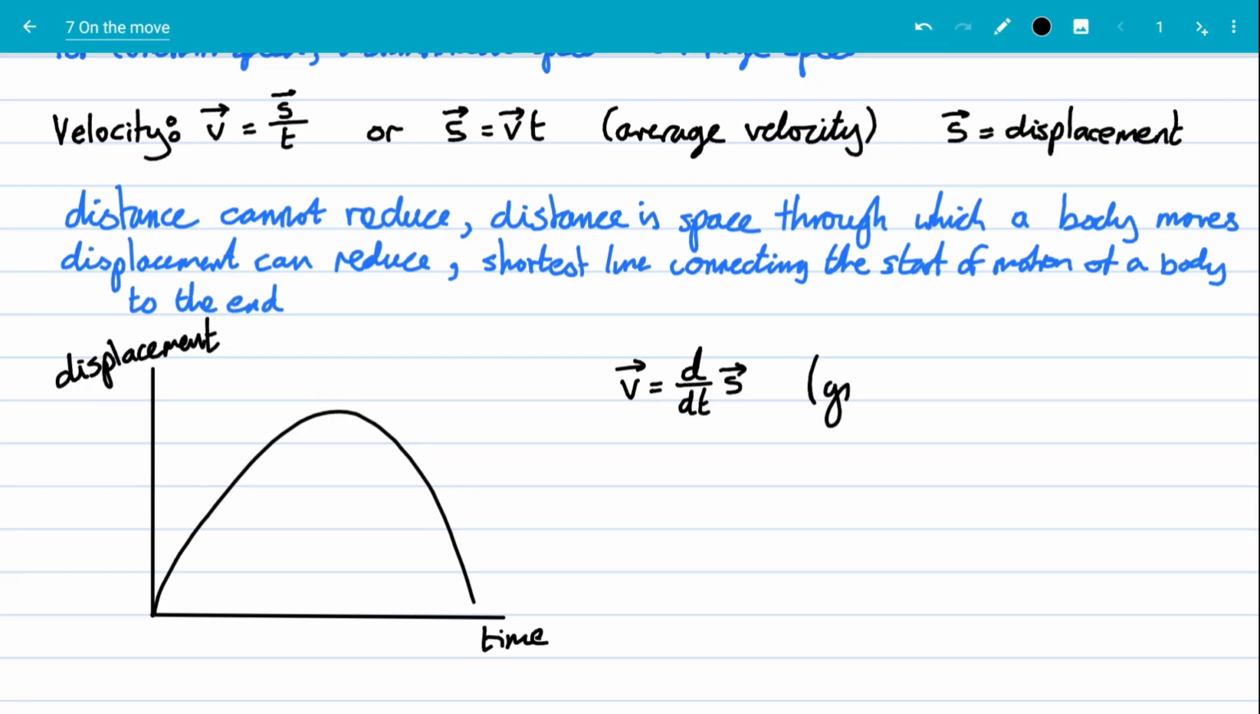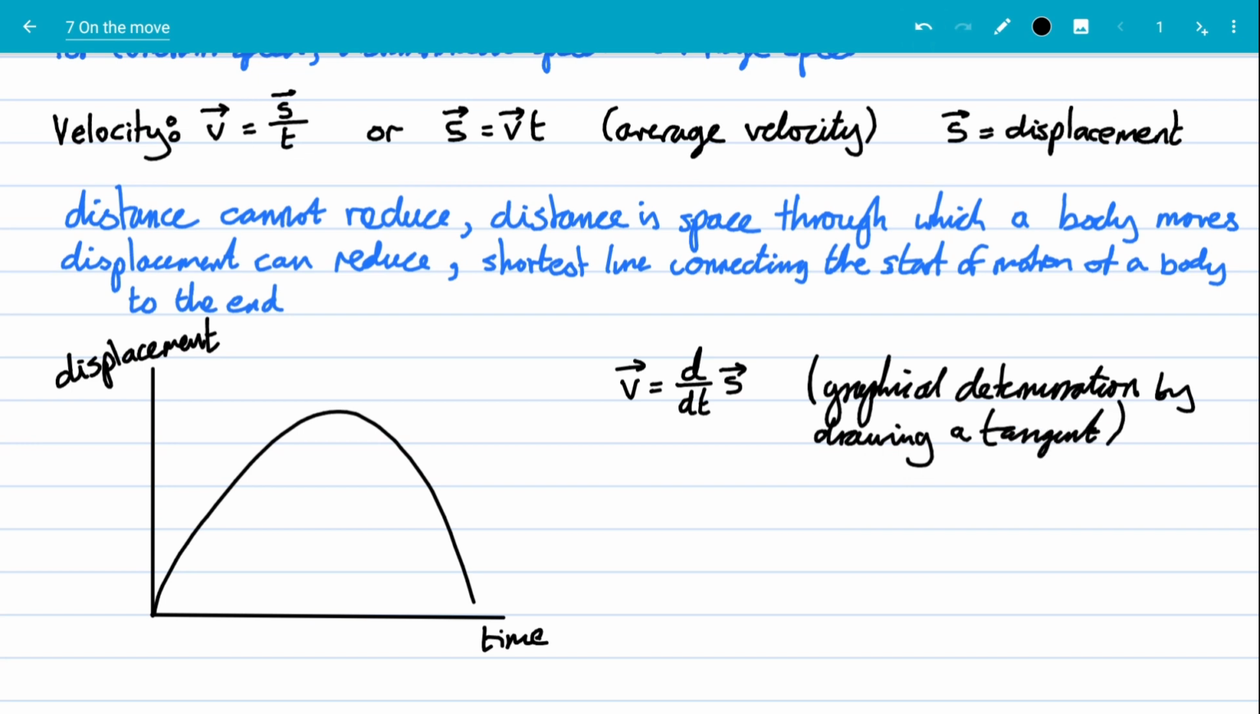So graphically, we might do a graphical determination of this quantity by drawing a tangent. Spell tangent, right? And then computing the gradient of that tangent. And that's what velocity is, the rate of change of displacement.